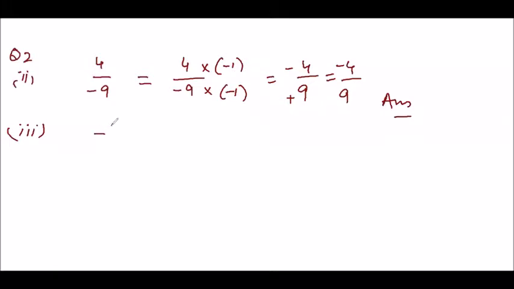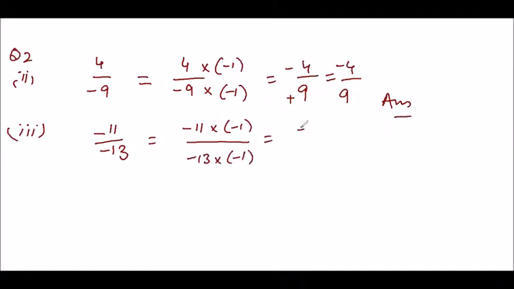-11/13. Now it is -11/-13. Now again we see that 11 and 13 cannot be divided by a common number. So all we have to do is change the sign of the denominator. So again we multiply both numerator and denominator with -1. Now again we get +11 and +13 because minus and minus multiplied give a plus sign. But there is no need to write plus. Once you must show the plus sign, but again remove it in the answer.